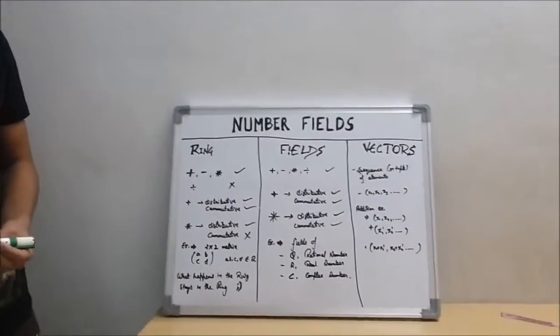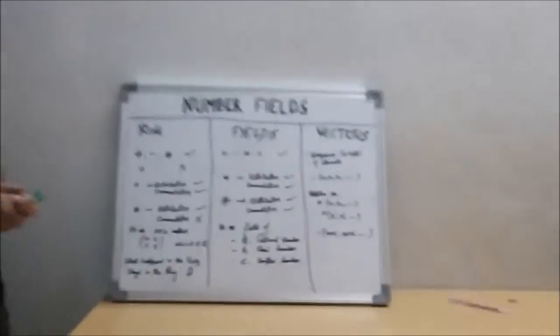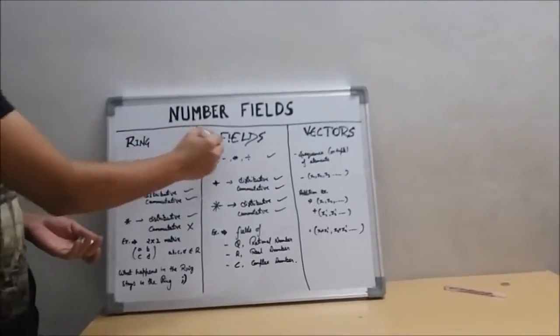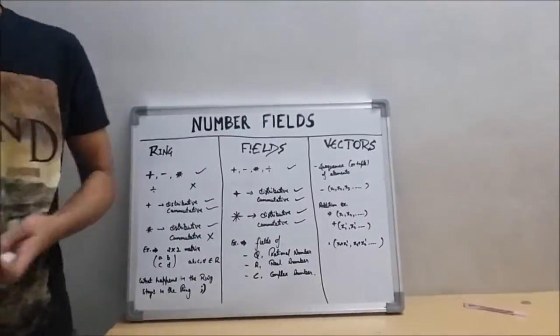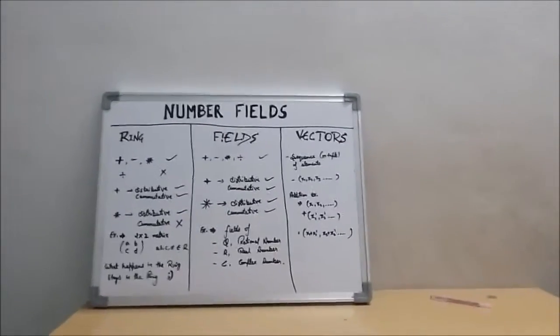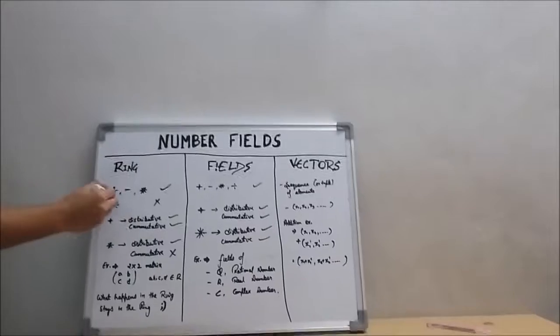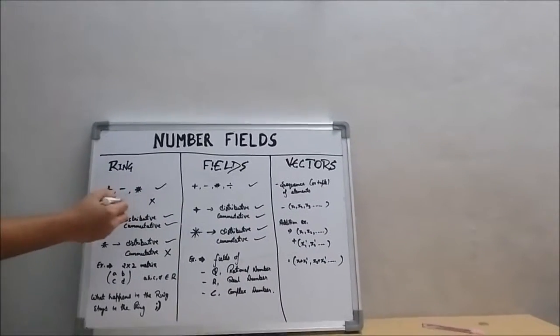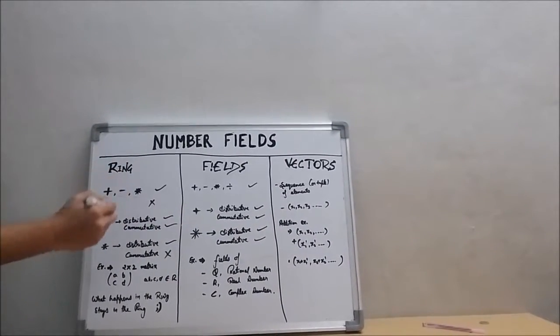Okay guys, today we will learn about the topic named number fields. Before we directly run into number fields, first we have to clear some topics like rings, fields and vectors. So let's start with the definition of a ring. A ring is a set of numbers where you can add, subtract as well as multiply, but not divide. Keep this in mind, not divide.